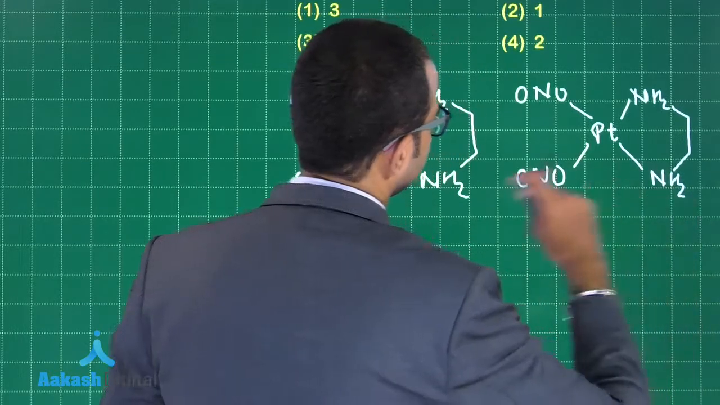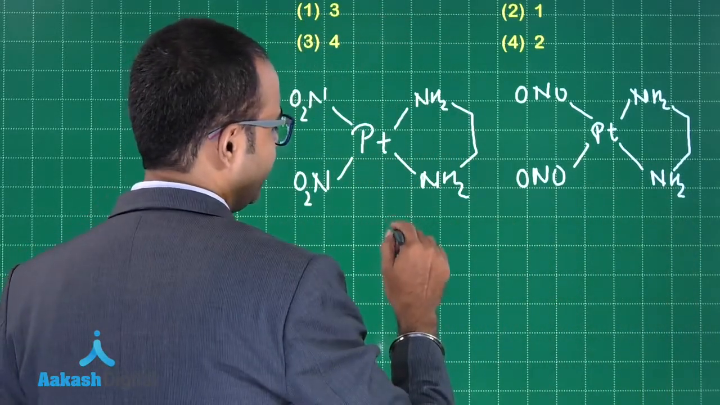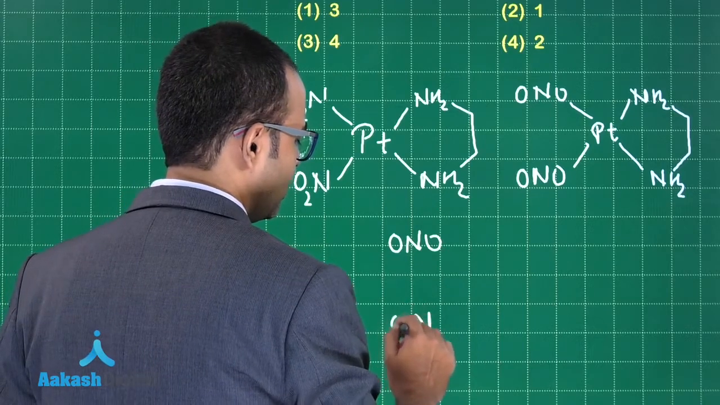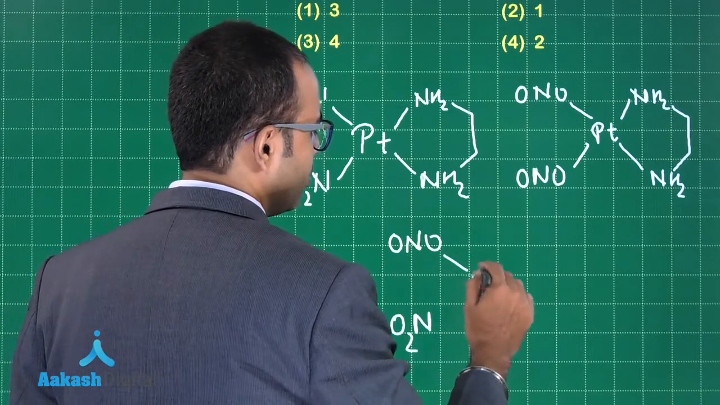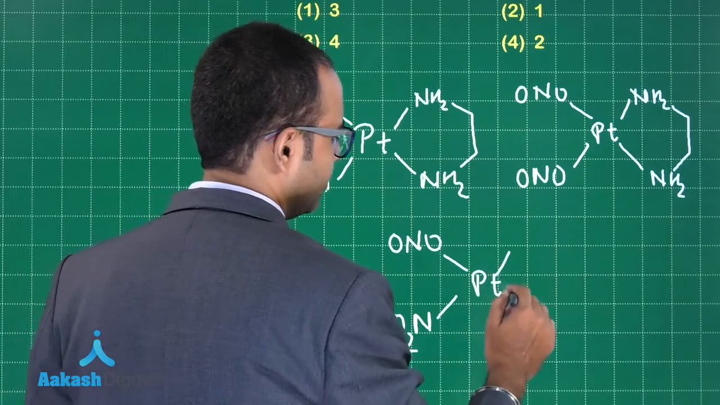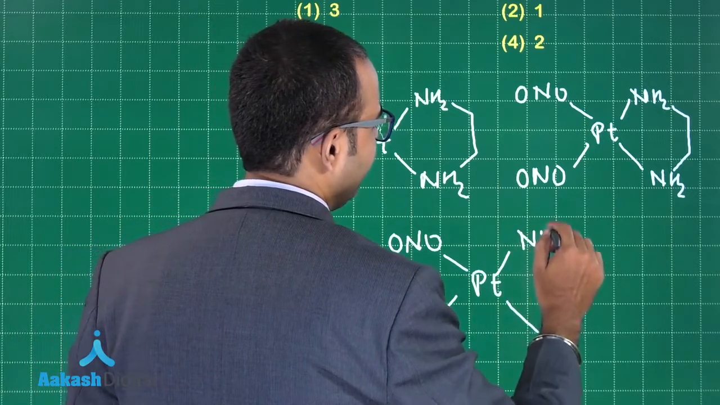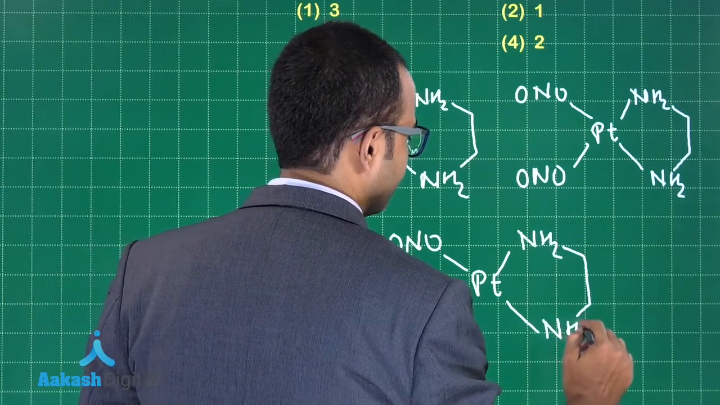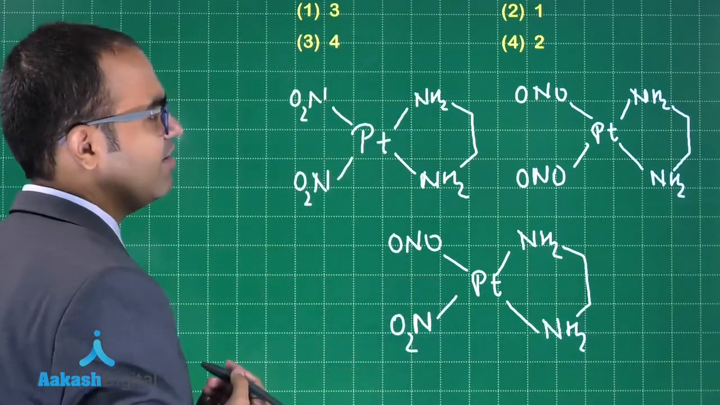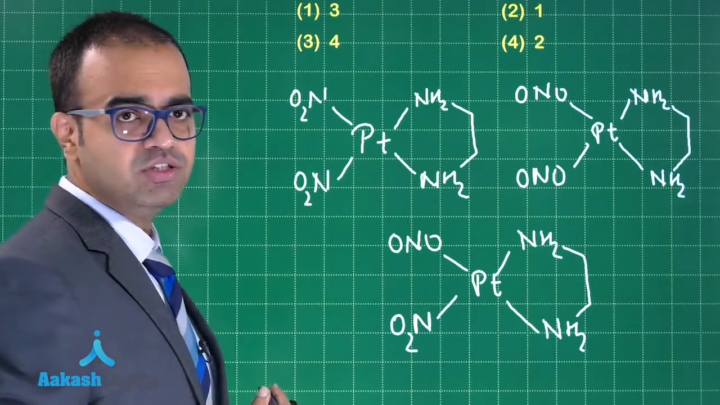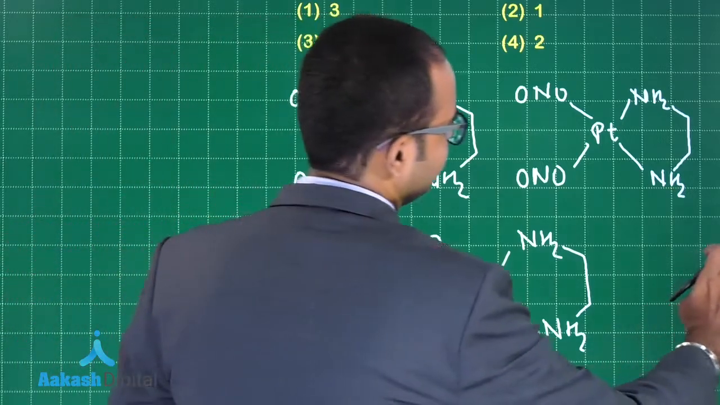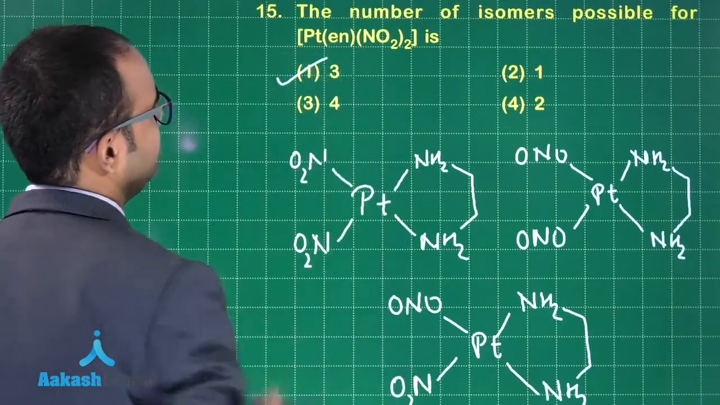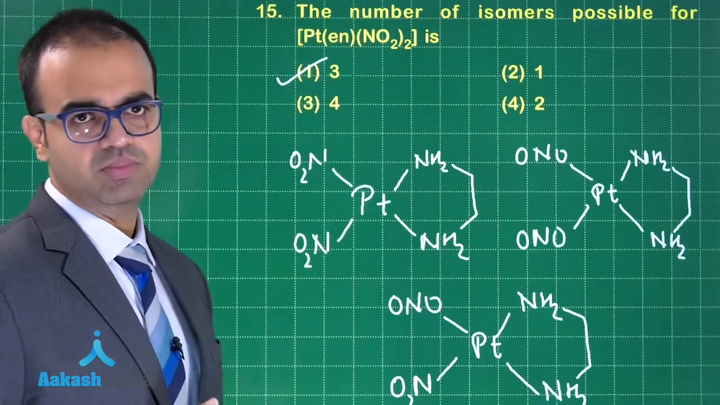So the third isomer would be ONO and NO2 bonded to Pt, and here I'll have ethylene diamine as it is. So how many isomers have I drawn? I have drawn 3 isomers. So the answer is option 1. There are 3 isomers possible.